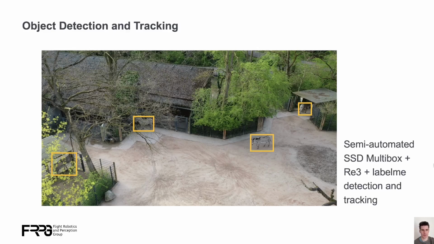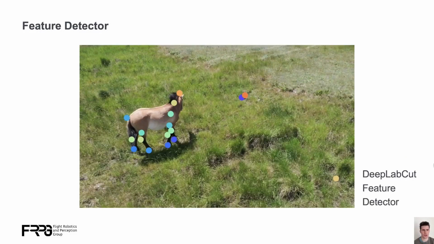To detect 2D features of animals, such as feet, ears, tail, and others, we trained DeepLabCut on our data. We chose ResNet 50 as the underlying architecture. These features are later used to estimate animal pose.